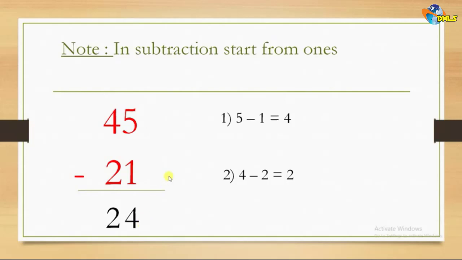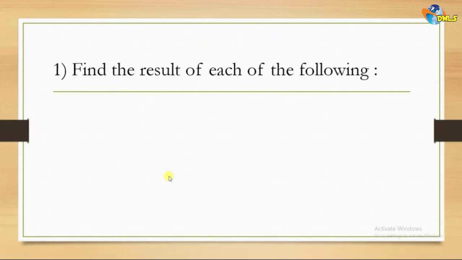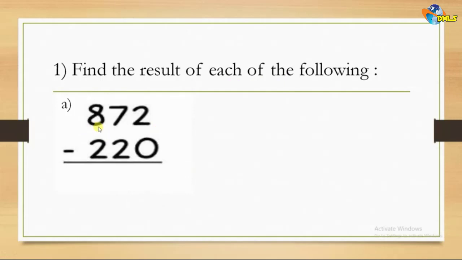Let's practice on this board. Find the result of each of the following. Question A. 872 minus 220. Should we start from ones or from hundreds? Yes, of course I will start from ones. 2 minus 0. 0 is nothing. When I subtract 0 from 2, of course the result is 2.